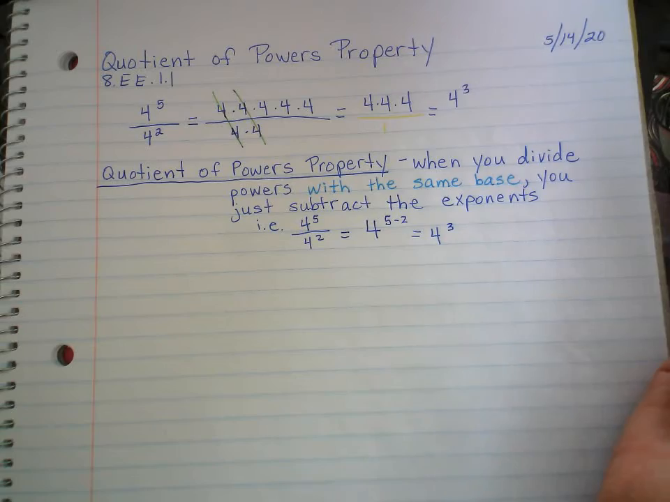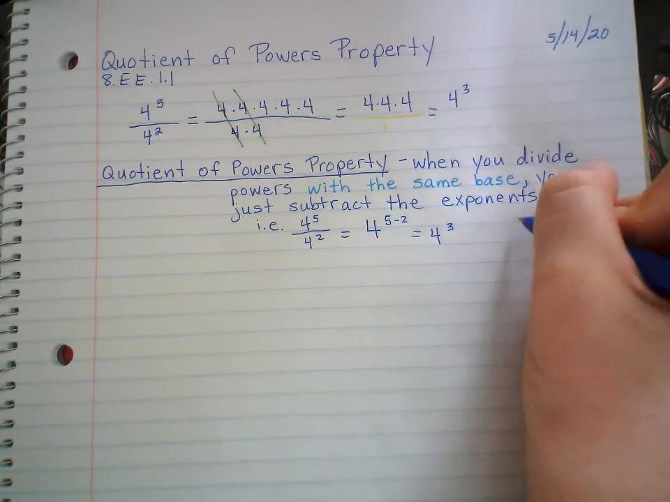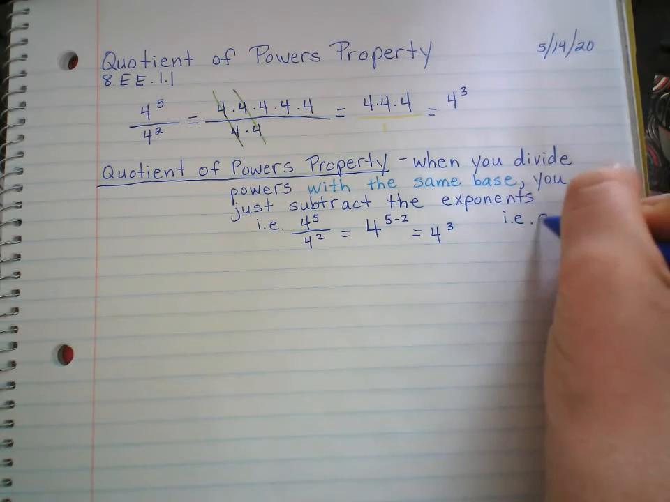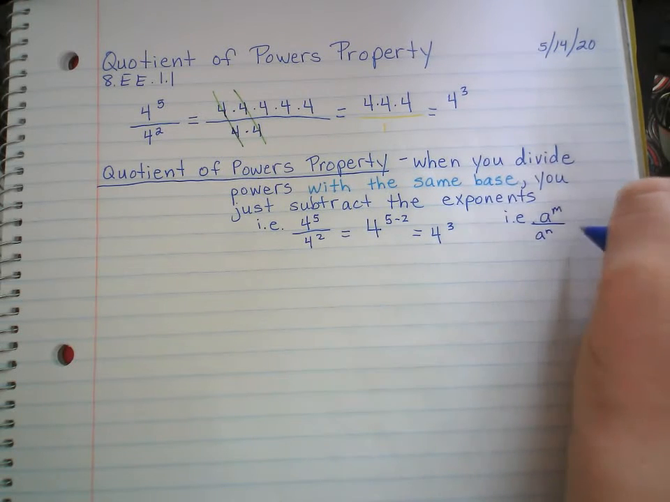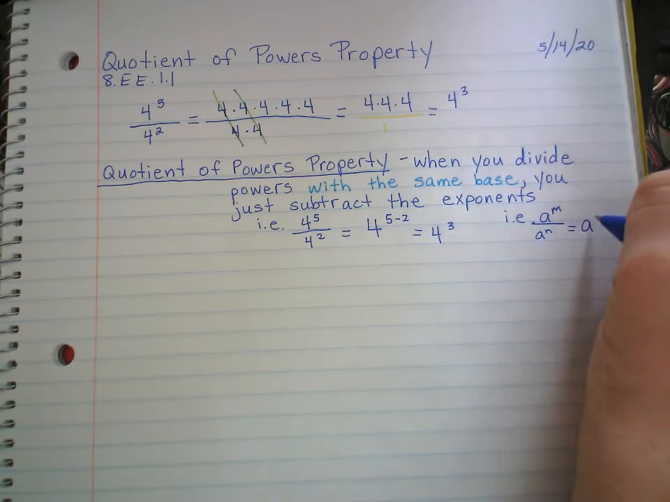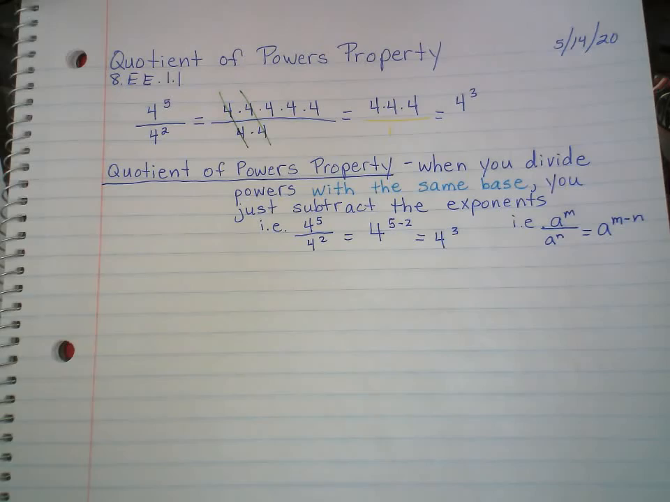Okay? If you're going to do it with letters, because sometimes you'll see it with variables, you'll see like a to the m over a to the n. So same base being divided, 2 powers. So it's just a to the m minus n. Okay, so that's the last property we're going to learn this week. So let's just do some practice problems.